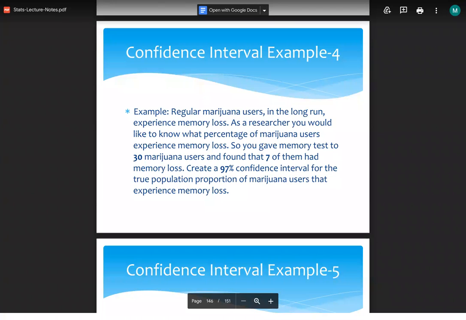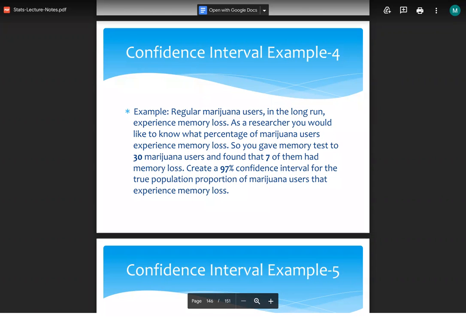So the reason I'm giving you a lot of examples is to ensure that you are okay with the process. Once you get comfortable with the process for one of them, the rest of the topics on confidence interval and hypothesis testing are going to be quite easy. All right.